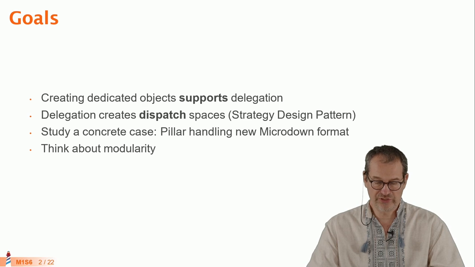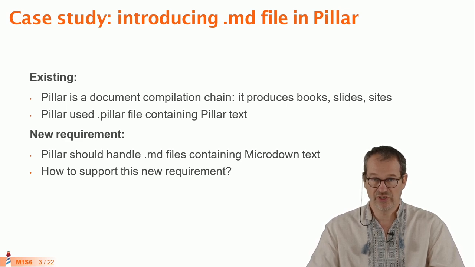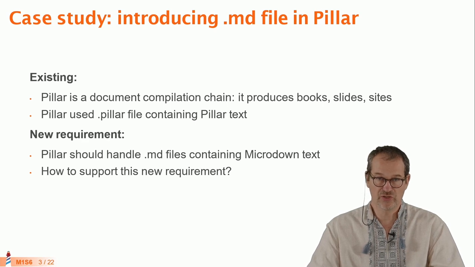We will already study a concrete case, the way Pillar was changed to introduce support for the Microdown format, and also how we can do it modularly. Pillar is basically a document compilation chain. It produces MOOC slides like the one you see on the screen, and websites. Pillar uses a .pillar file containing Pillar text. Pillar is the name of the compilation chain, but it is also the name of the markup language.